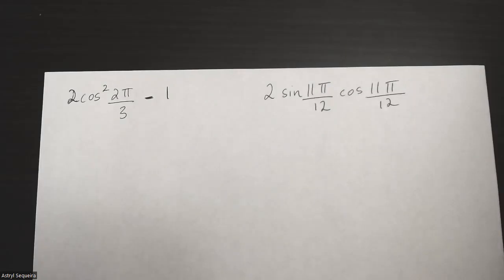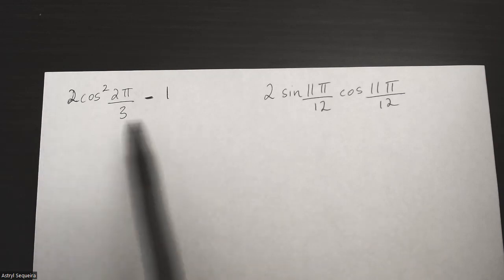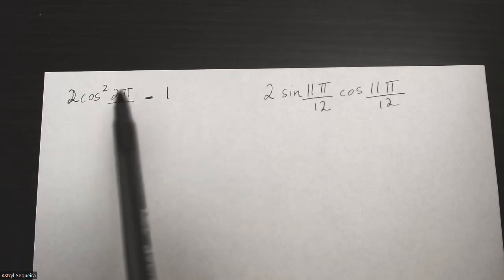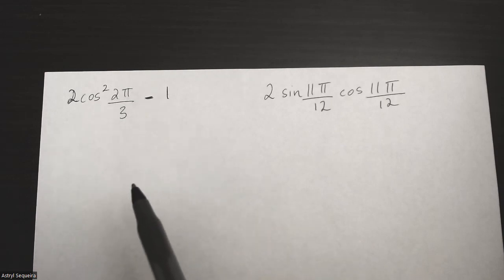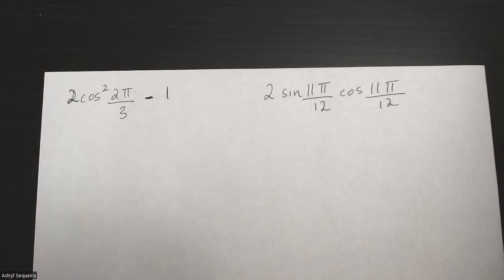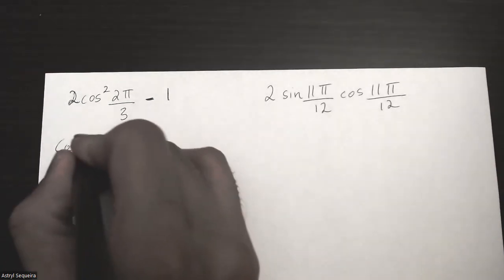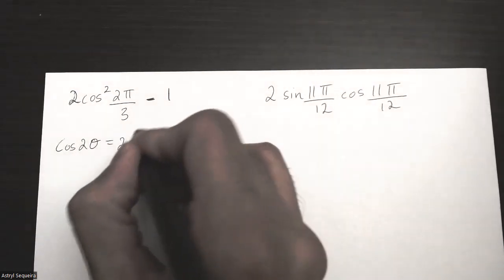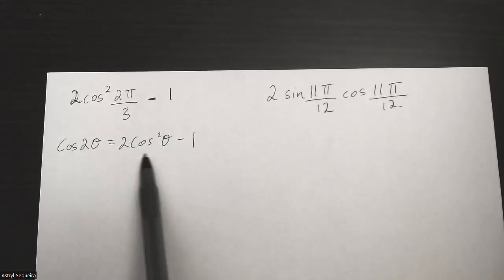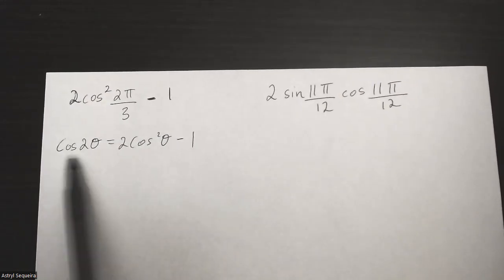All right, in this video, we are going to evaluate these trig expressions here without a calculator. Let's take a look at the first question over here. If you look at this question, you can actually evaluate it because we can find cos 2 pi over 3 as an exact value using our special triangles. But you can also notice that this is the formula for cos 2 theta, which is 2 cos squared theta minus 1. So using this formula, I can turn 2 cos squared theta minus 1 into cos 2 theta.